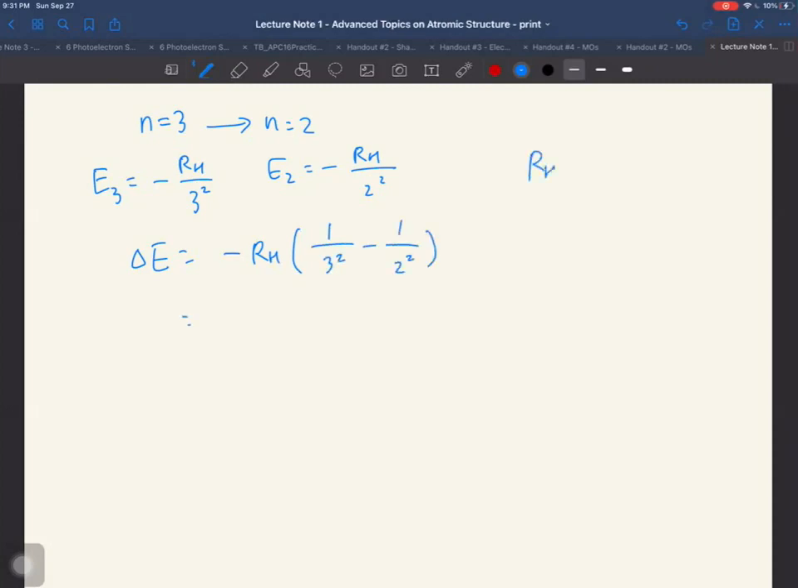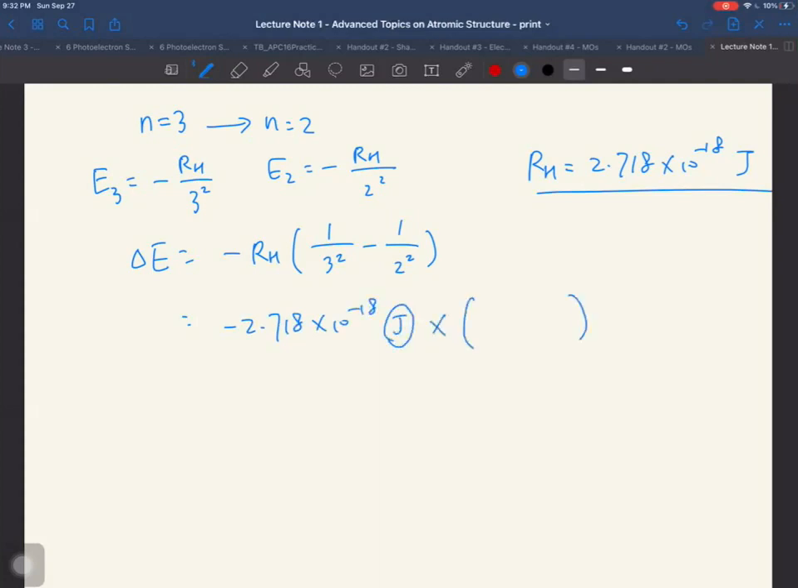And the RH value, if you check, it should be 2.718 times 10 to negative 18 joule. You guys can correct me if I remember it wrong. And then we put the value in, with the unit. And then we calculate this part. Obviously, we can use a calculator.